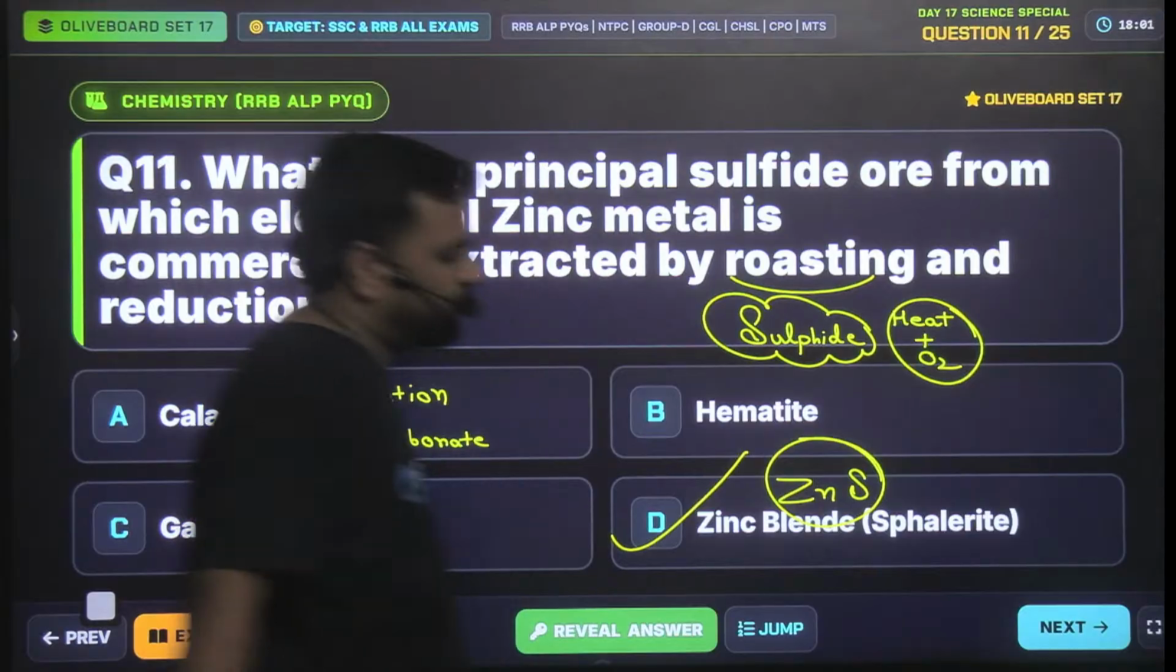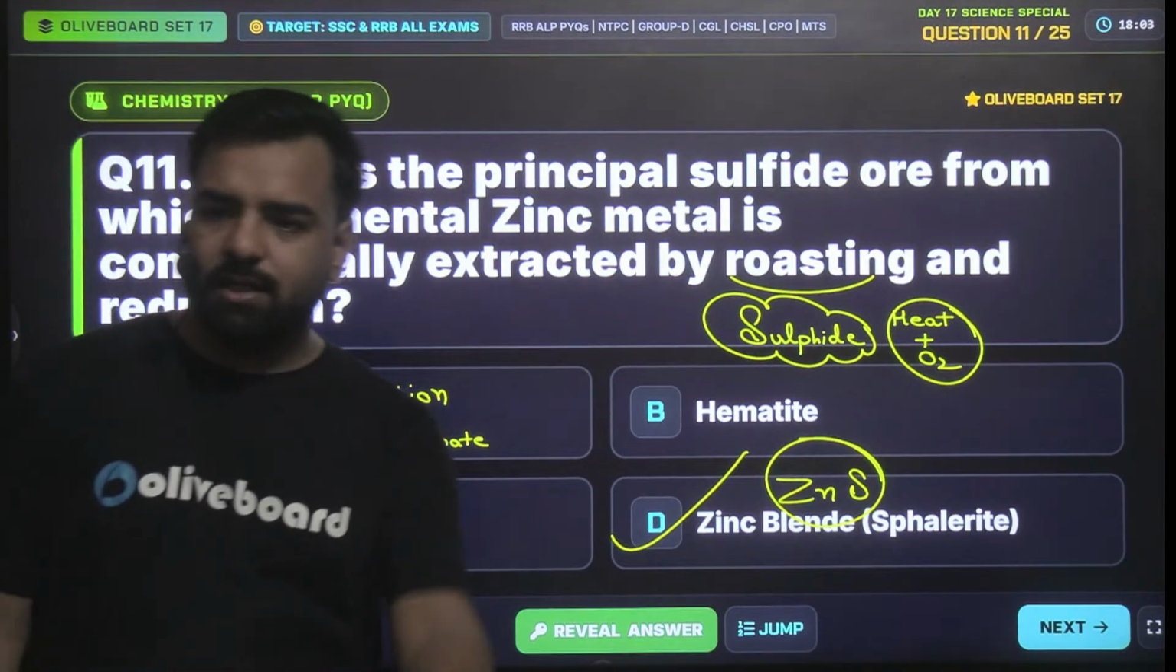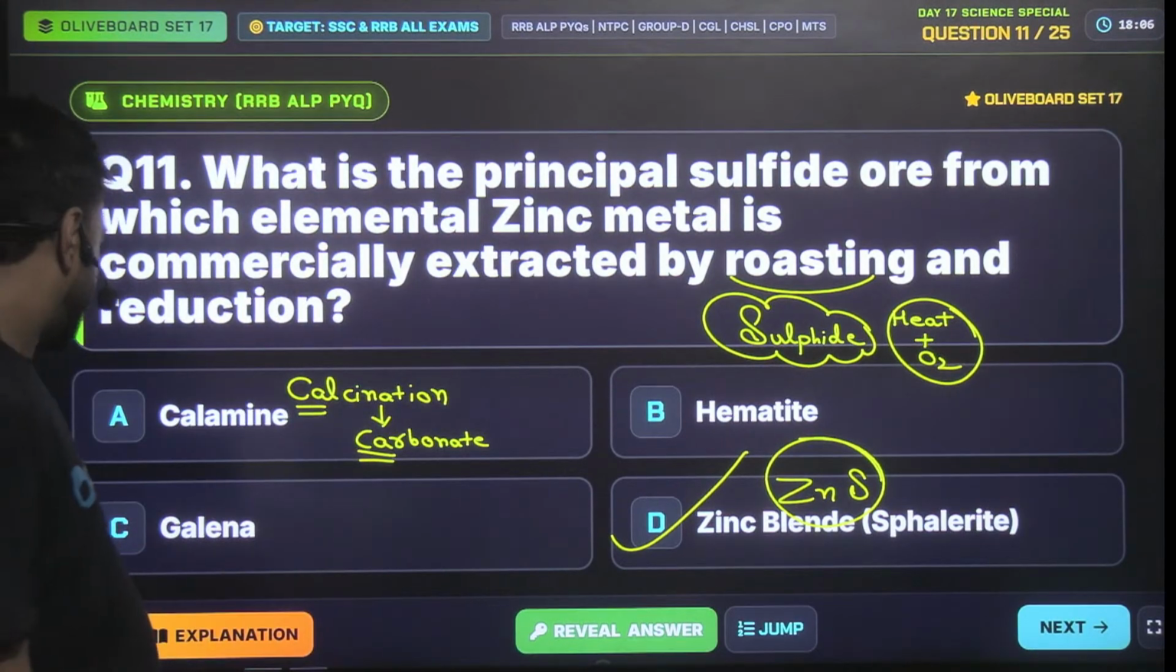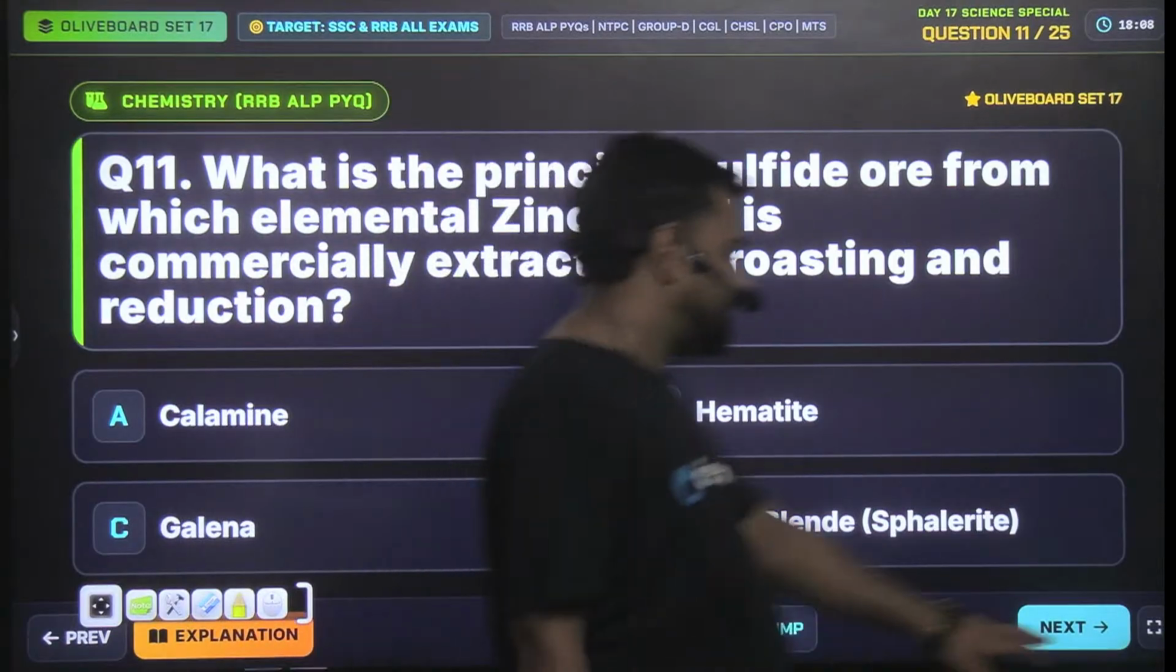So if you are aware of the formula, that would be an easy one, and Utkarsh and Ankita, both of you are correct.